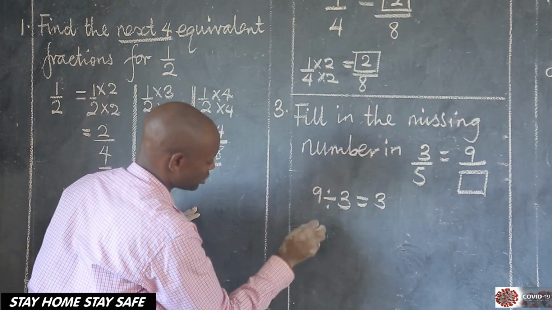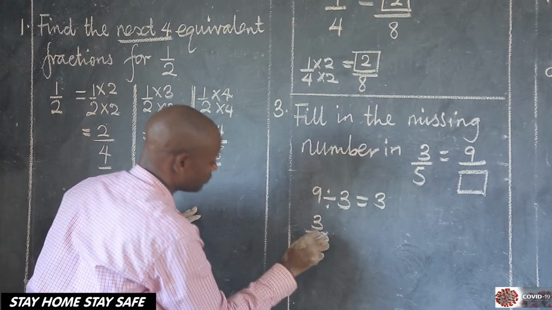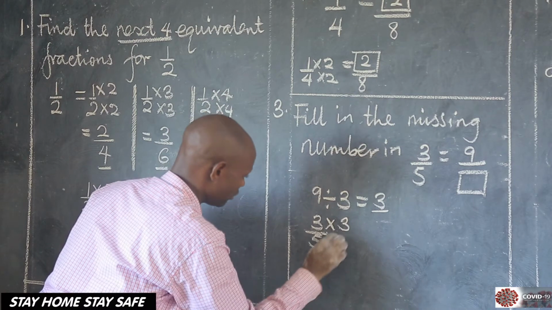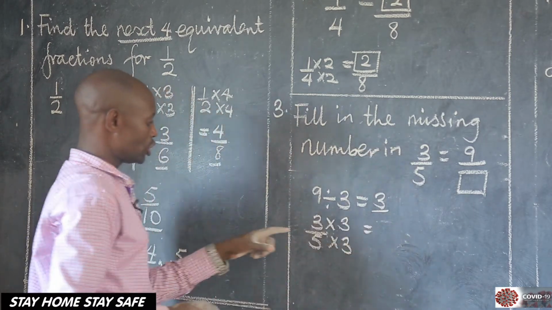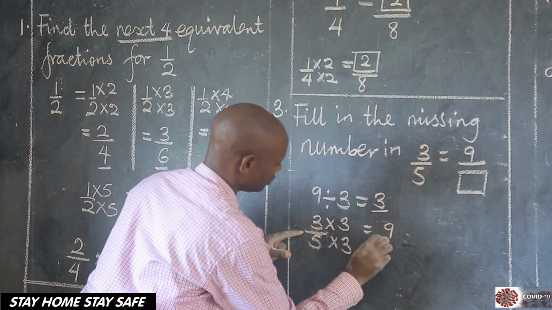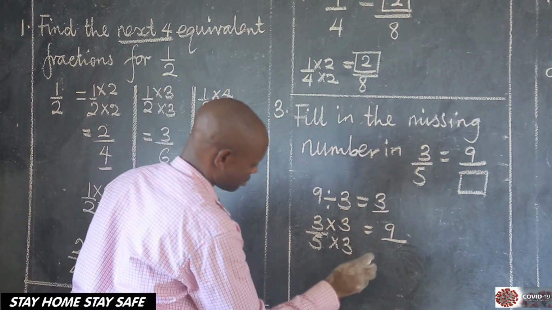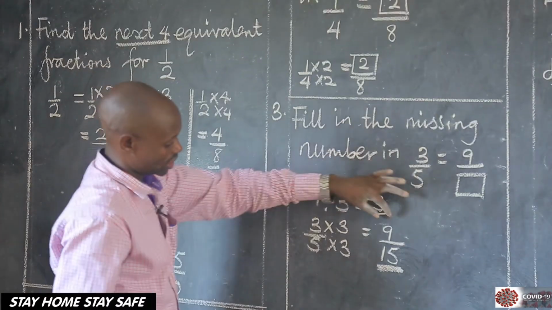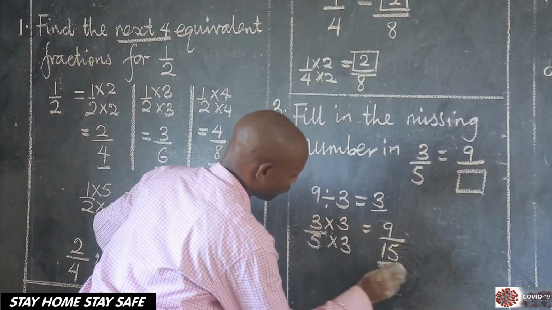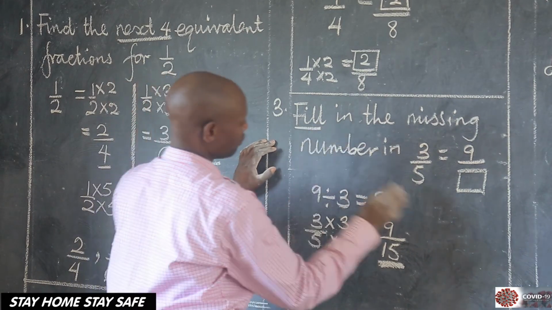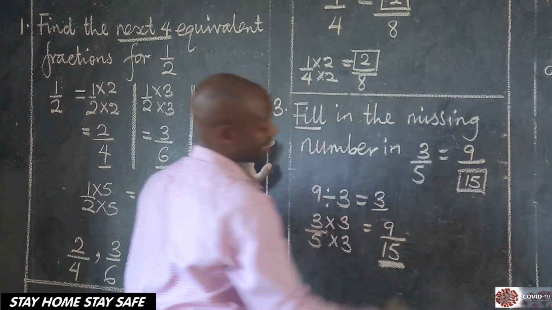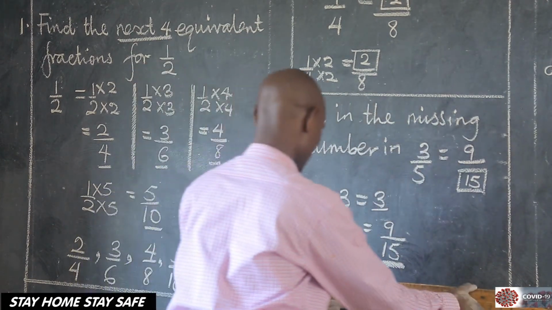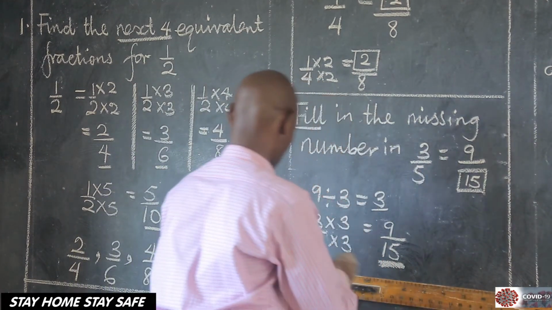So get the fraction 3 out of 5. Then you multiply by the 3 which you have got. Here times 3. So this one, 3 times 3, you get 9. 5 times 3, we get 15. And we are interested in this one. 9 is already here. We are interested in 15. The instruction, fill in. So the missing number there is 15.